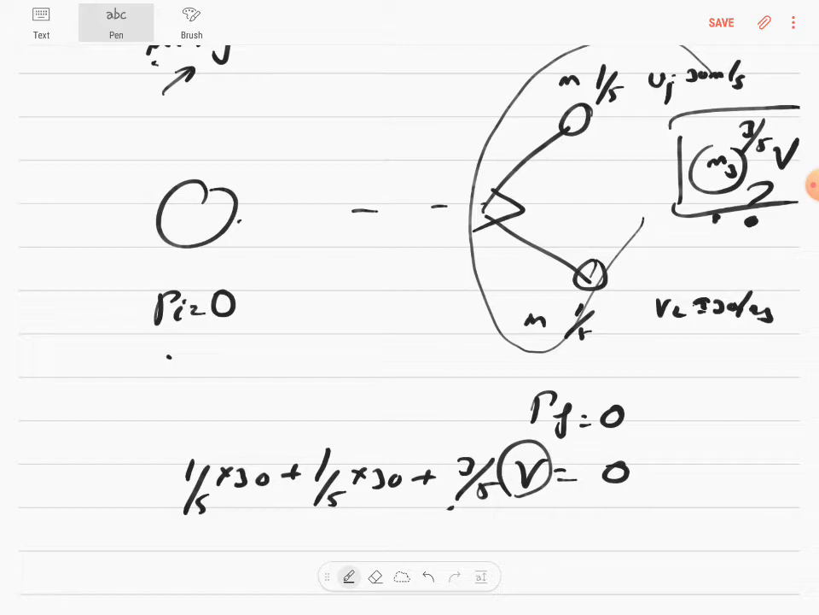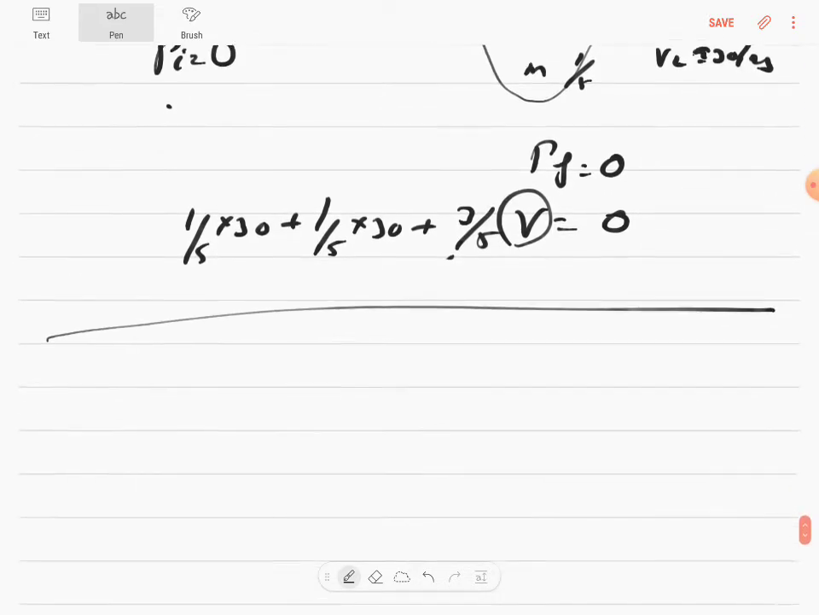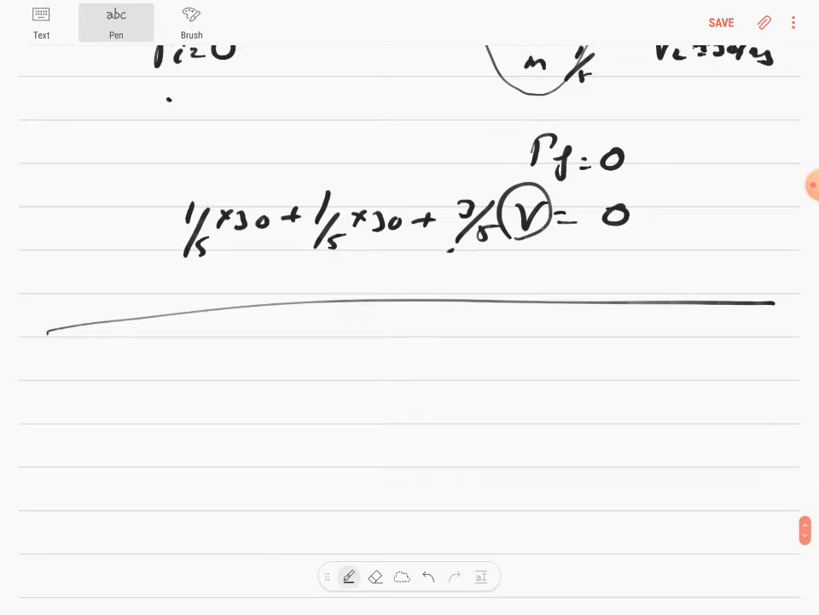Correct? So both of them have been answered. So we'll go to the next part of the lesson. This till here it's one part of the lesson. Okay, so the second part of the lesson is about normal reaction.